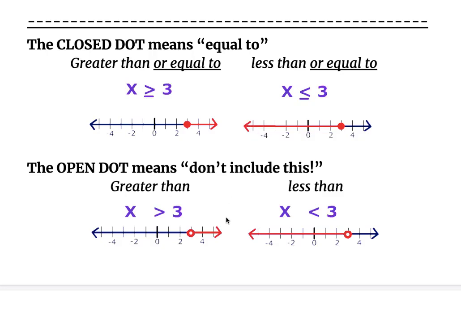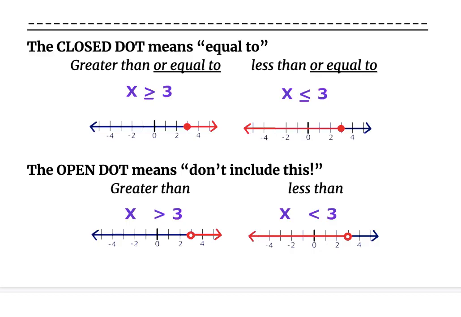Open dot means don't include this. So for x is greater than 3, you're not including the number 3 because 3 is not greater than 3. So we have an open dot at 3, but we are shading in the numbers to the right that are greater than 3 and the arrow. X is less than 3 doesn't include 3, so we keep that dot open, but we're shading in the values to the left that are less than 3.